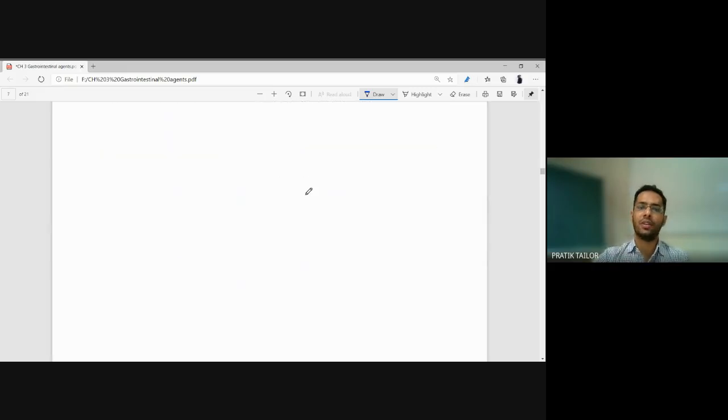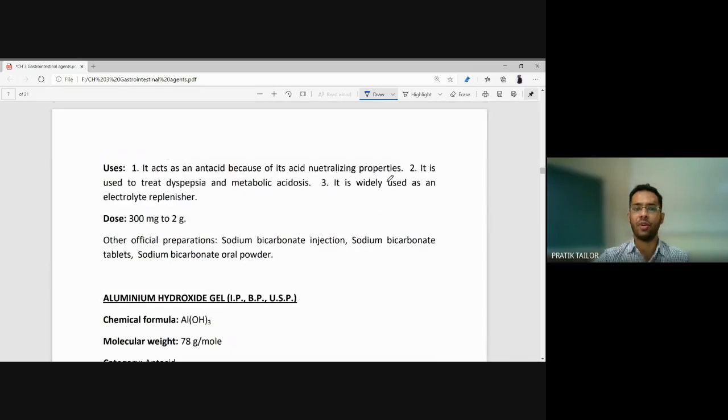This is about sodium bicarbonate. It is mainly used as an antacid. It can also be used in systemic acidosis; vice versa, it can cause systemic alkalosis, so it can be employed in systemic acidosis.